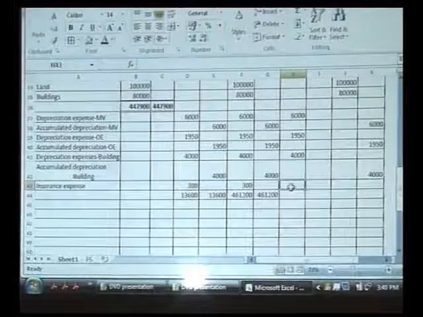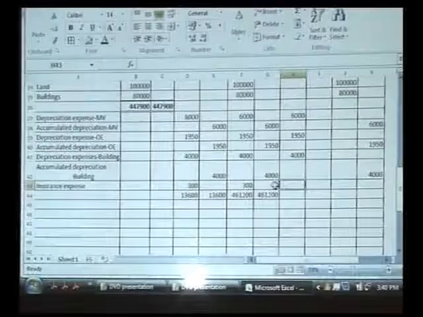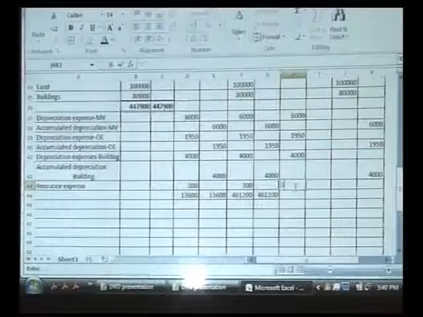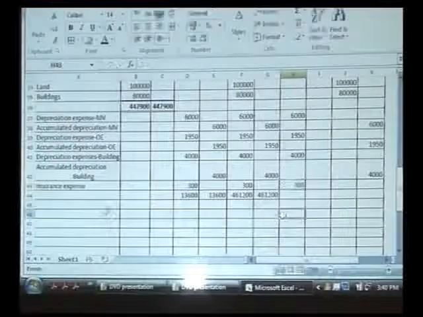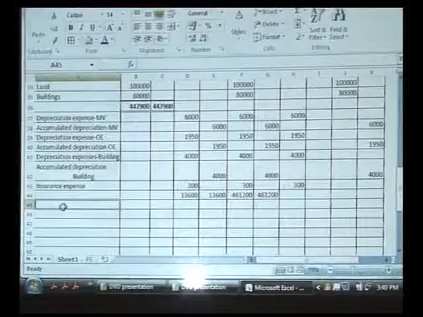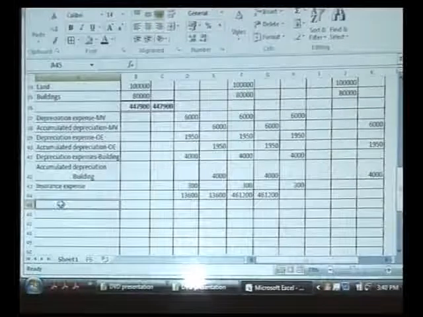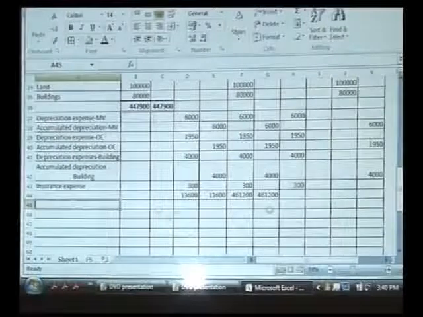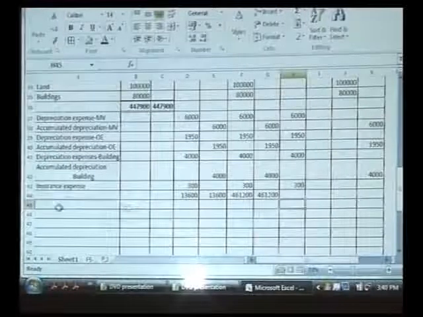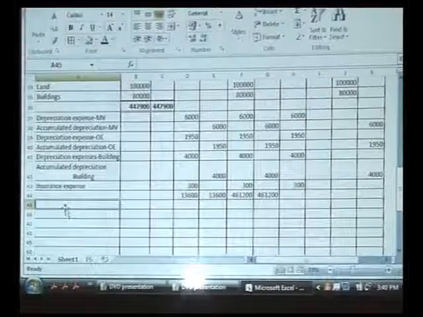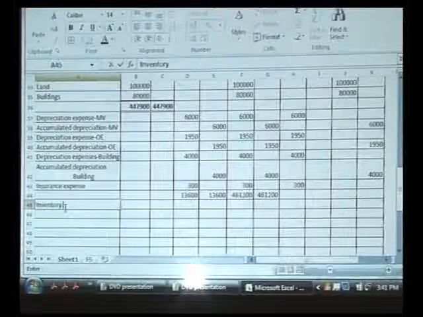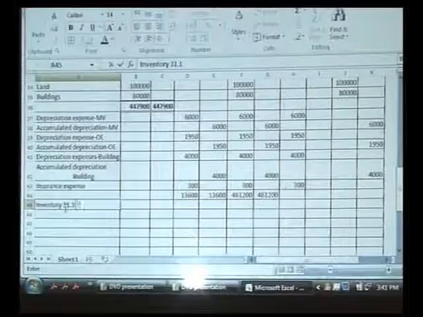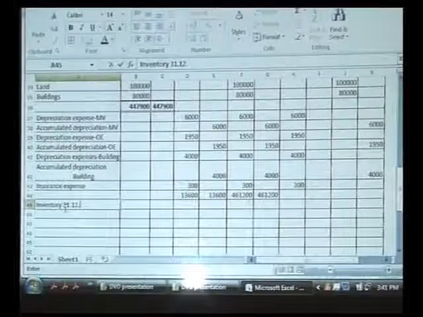Insurance expense 300, income statement, debit, right? So then can you remember the inventories on hand? Now this is the time for us to include inventories. Inventory at the end of the year, that is 31st 12/2008 in this question.